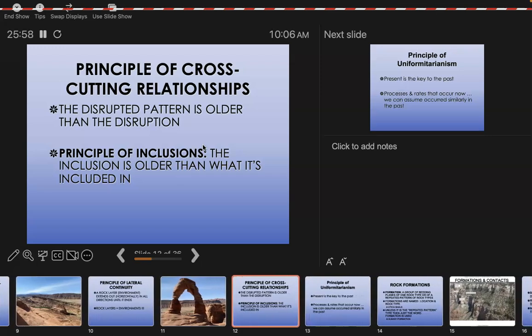So there's actually two on this slide. I need to rewrite this a little. This is a fairly new PowerPoint.